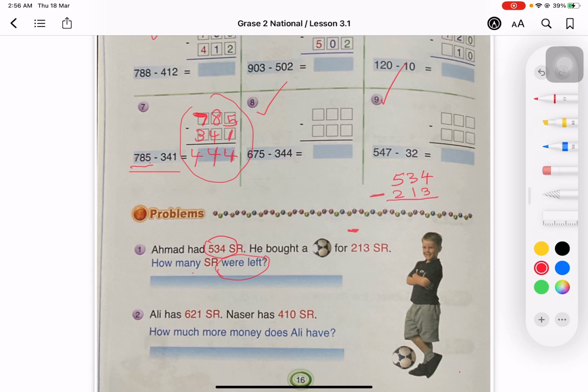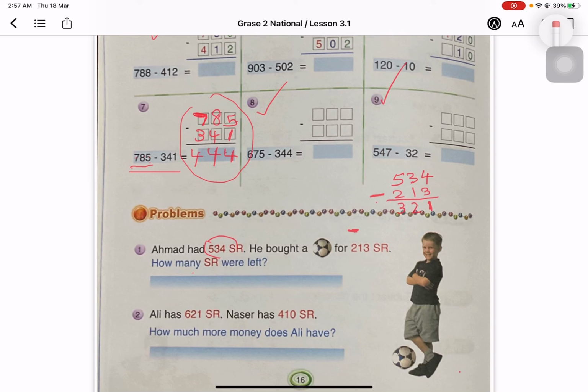4 minus 3, the answer is what? 1. 3 minus 1, the answer is what? 2. And 5 minus 2, the answer is what? 3. So how many riyals does he have left? 321. Now we are going to write the question horizontal.